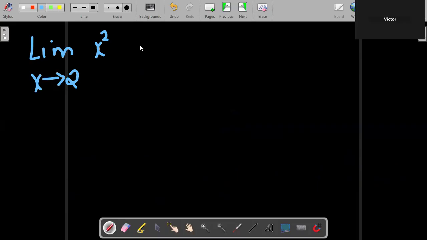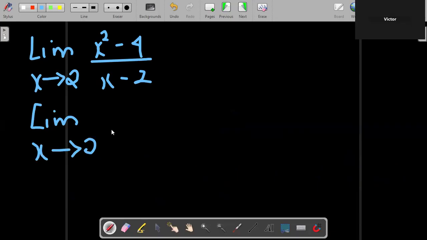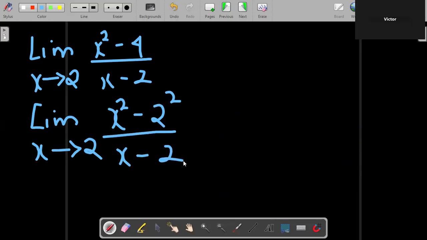So we have the limit, let's solve the question correctly now, of x tends to 2, x squared minus 4 over x minus 2. Now, we know that 4 is a perfect square. So we write it as the limit x tends to 2 of x squared minus 2 squared over x minus 2, because 2 squared is 4. So that makes it a perfect square.